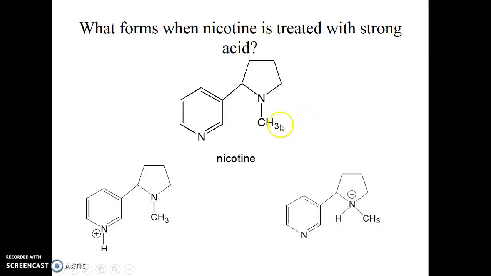When nicotine is treated with strong acid, what forms? Well, protonation is going to occur. Where is protonation going to occur? On this nitrogen or on this nitrogen? Which one's more basic? Well, this is an sp2 non-bonding pair. This is sp3. This is more basic. So this salt is the one that would form.